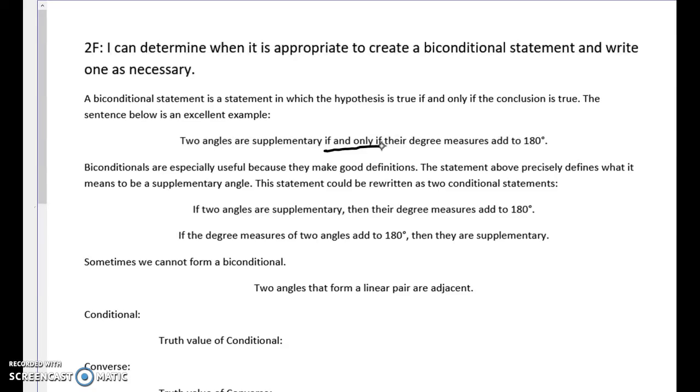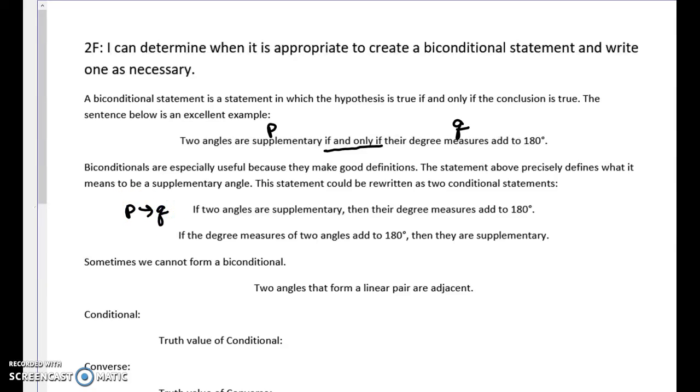Biconditionals are great because they make good definitions. The statement above clearly defines what it means to be a supplementary angle. We could actually break this down into two different conditional statements. The first, so we're going to call this right here our P and this our Q. The first is our conditional, P then Q statement.